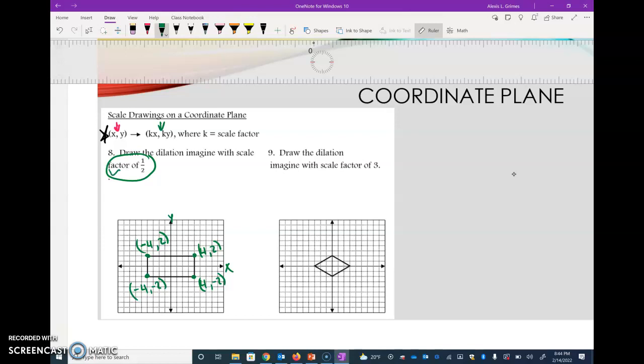Now, changing it by 1/2 means I need to change all those points by 1/2. So if we're looking at -4, 2, multiplying by 1/2 on both of those. So -4 times 1/2 and 2 times 1/2. Let me draw it in colors. There we go. You also can think of it as dividing by 2. So then our image, -4 divided by 2 is -2, and 2 divided by 2 is 1. So we get all of our new points.